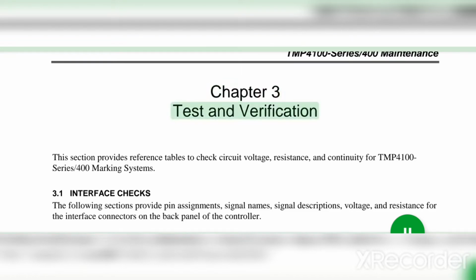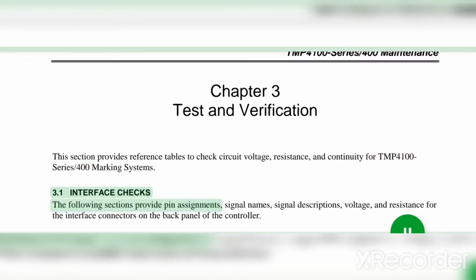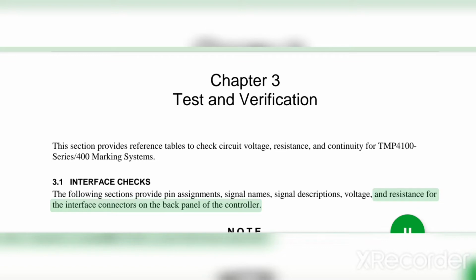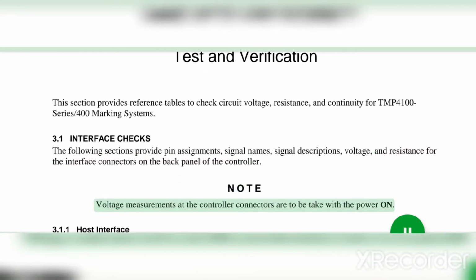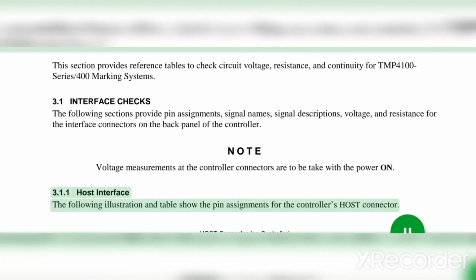Chapter 3. Test and verification. This section provides reference tables to check circuit voltage, resistance, and continuity for TMP 4100-series/400 marking systems. 3.1 Interface checks. The following sections provide pin assignments, signal names, signal descriptions, voltage, and resistance for the interface connectors on the back panel of the controller. Note: voltage measurements at the controller connectors are to be taken with the power on.